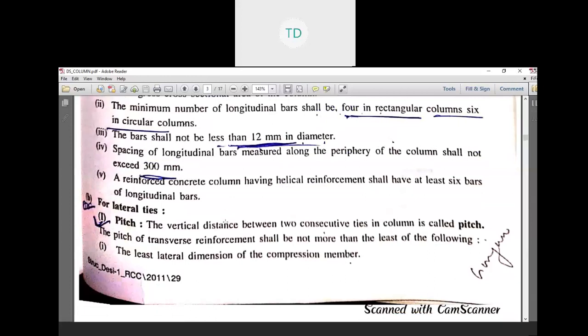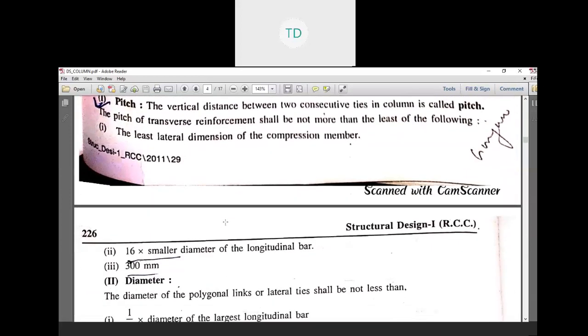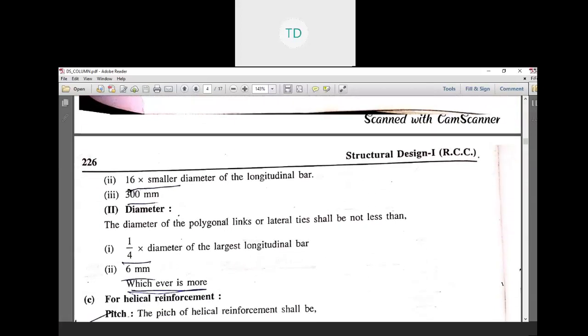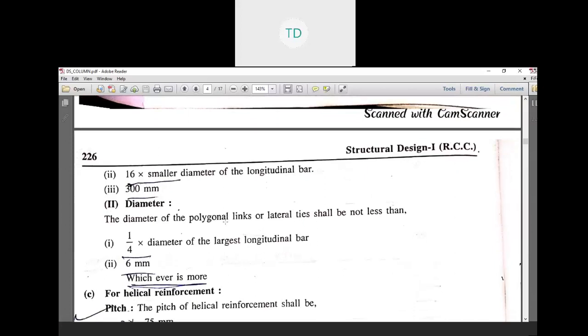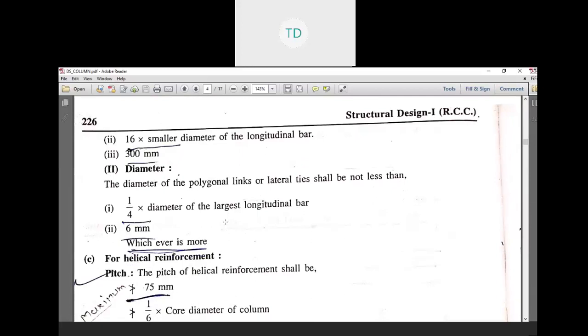The pitch of transverse reinforcement shall be not more than the least of the following: first, the least lateral dimension of the compression member; 16 times the smaller diameter of the longitudinal bar; and 300 mm. Diameter: the polygonal link or lateral tie shall not be less than 1 by 4 the diameter of the largest longitudinal bar, or 6 mm, whichever is more.